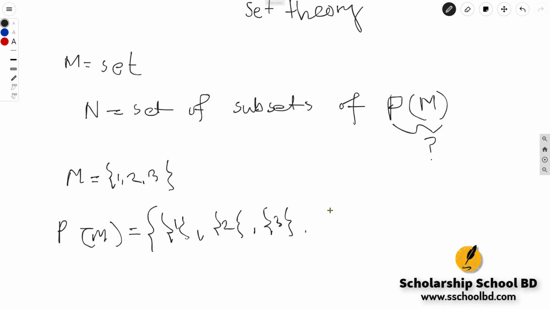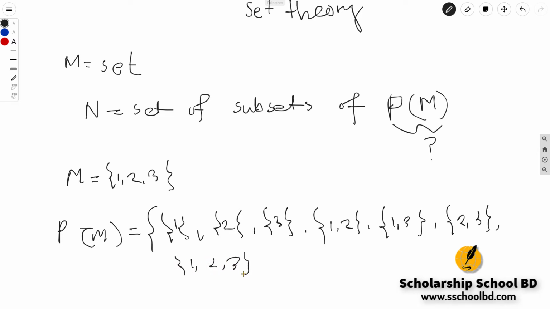So I'm making all the possible combinations. Now let's take a pair of them, {1, 2}, and then {1, 3}, and then {2, 3}. And now let's take 3 of them together. So if I take 3 of them together, then I have {1, 2, 3}, all of them. And now let's not take any of them at all. So any of them not present means nothing is present, which is denoted by the symbol phi. That means empty set. So P is the collection of all possible combinations of the subsets of M.